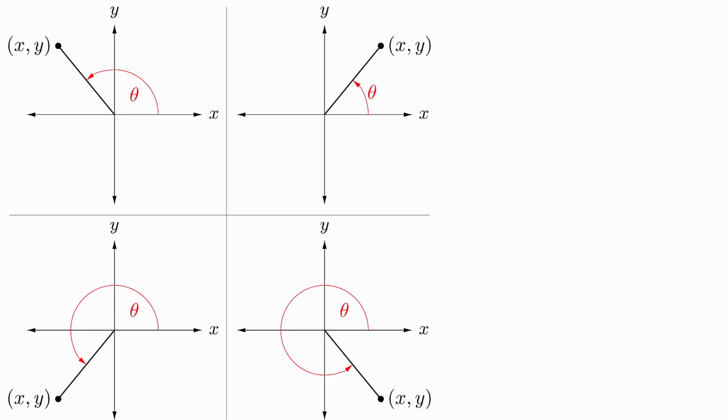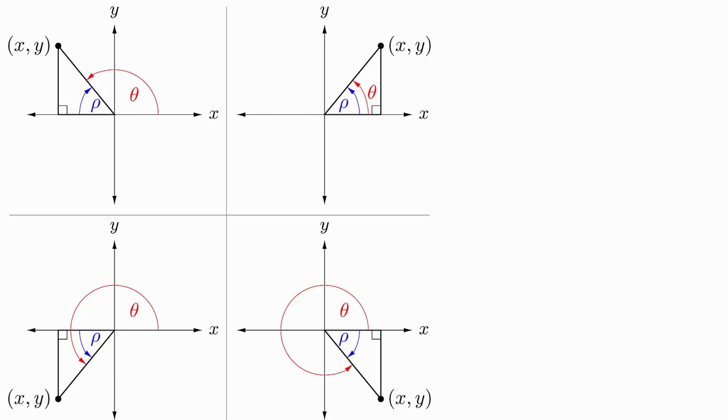For any point xy in the plane and not on one of the axes, we can define an angle theta in standard position. Here's what it looks like in each of the four quadrants. Using the point, we can also create a right triangle using the x-axis as one of the legs, and the line connecting the point to the origin as the hypotenuse.